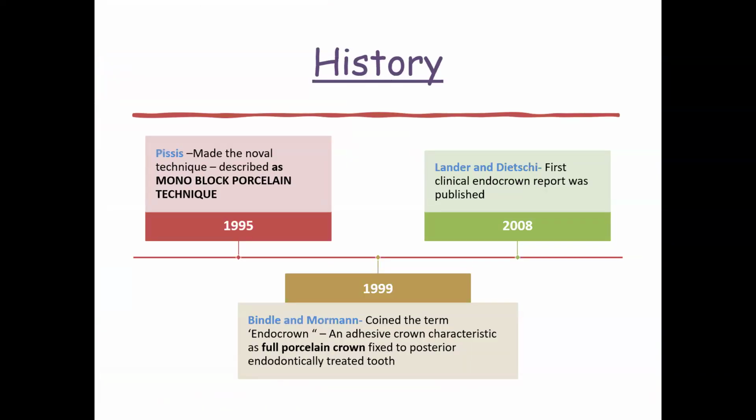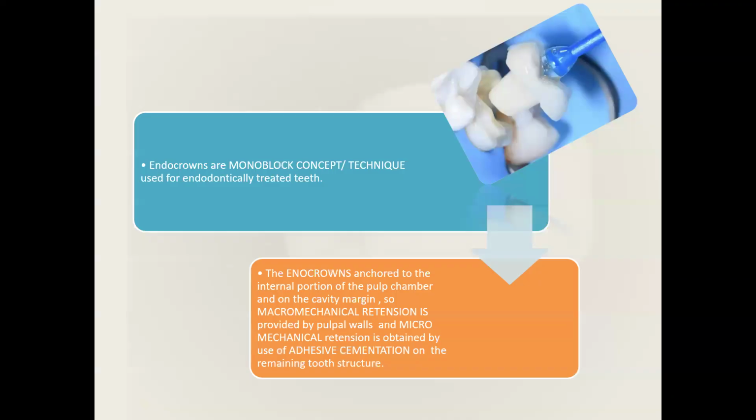Coming to a small history of the endocrown, in the year 1995, a person called Pissis made a novel technique described as the monoblock porcelain technique in the dental curriculum. In the year 1999, Bindl and Mörmann coined the term endocrown. It is an intraradicular crown, characterized as a full porcelain crown fixed to a posterior endodontically treated tooth. In the year 2008, Lander and Dietschi reported the first clinical endocrown cases, and it was published.